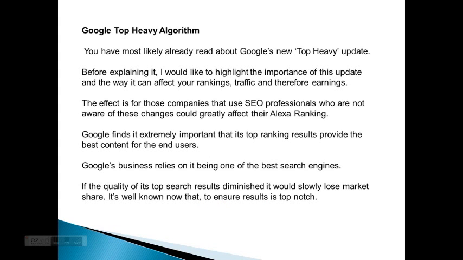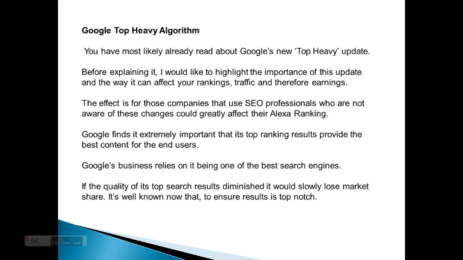So you have most likely already read about Google's new top-heavy update, but before explaining, I'd like to highlight the importance of this update and the way it can affect your rankings, traffic, and therefore earnings. The effect is for those companies that use SEO professionals who are not aware of these changes, which could greatly affect their Alexa ranking. Google finds it extremely important that its top ranking results provide the best content for the end users. Google's business relies on it being one of the best search engines. So if the quality of the top search results diminish, it would slowly lose market share.